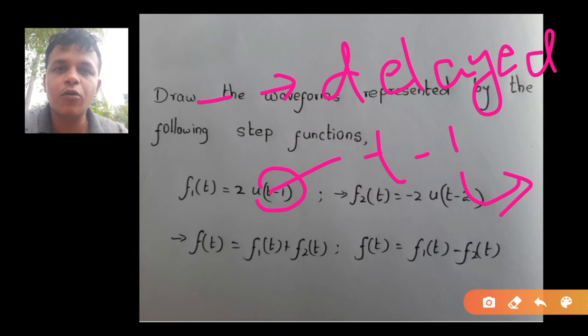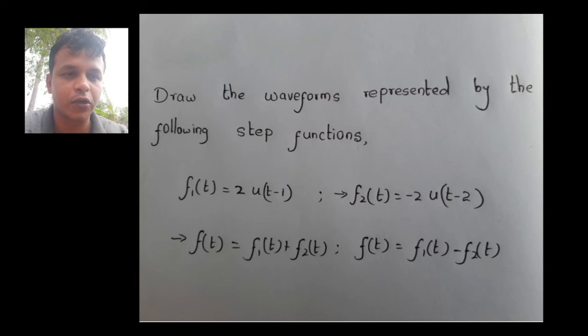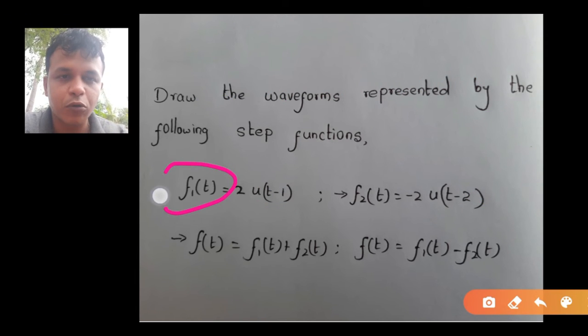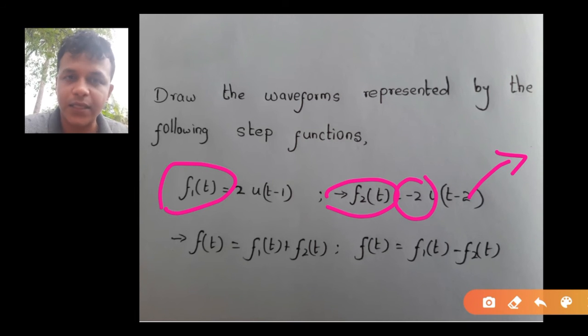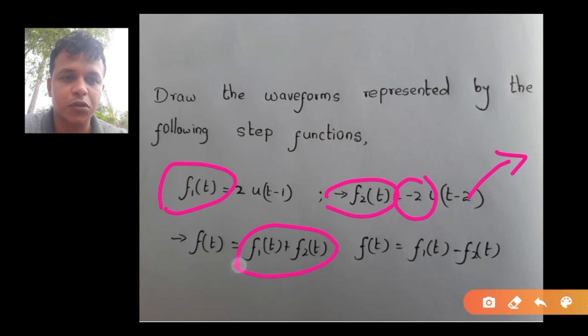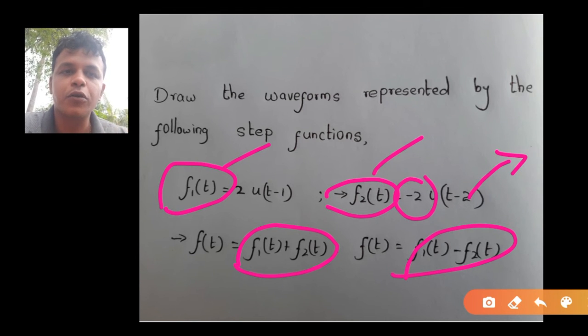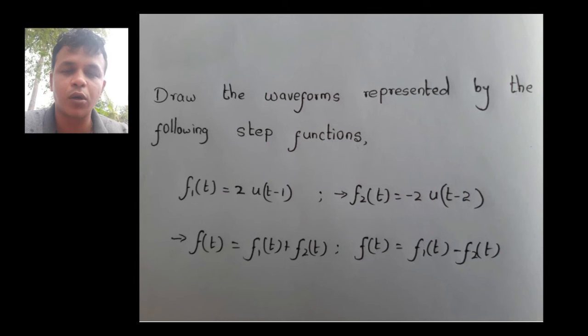Okay, and we are going to amplitude scale it by a factor of 2. So that is what we are going to do to draw the waveform of f1 of t, and for f2 of t we are going to delay the signal by 2 units. Okay, and then we are going to weight its amplitude by the value of minus 2. And for f of t here, we are adding these two signals, f1 of t and f2 of t, and in this part we are going to subtract f2 of t from f1 of t. So that is what we are going to do.